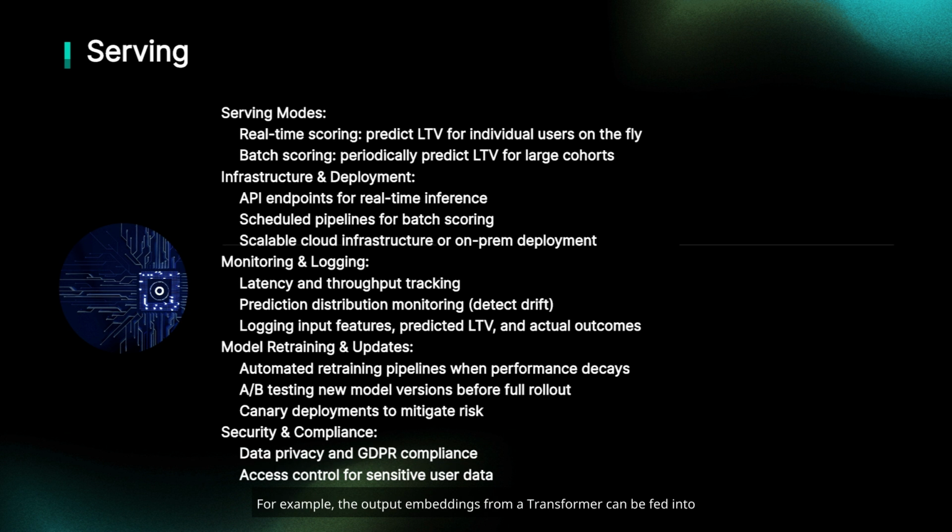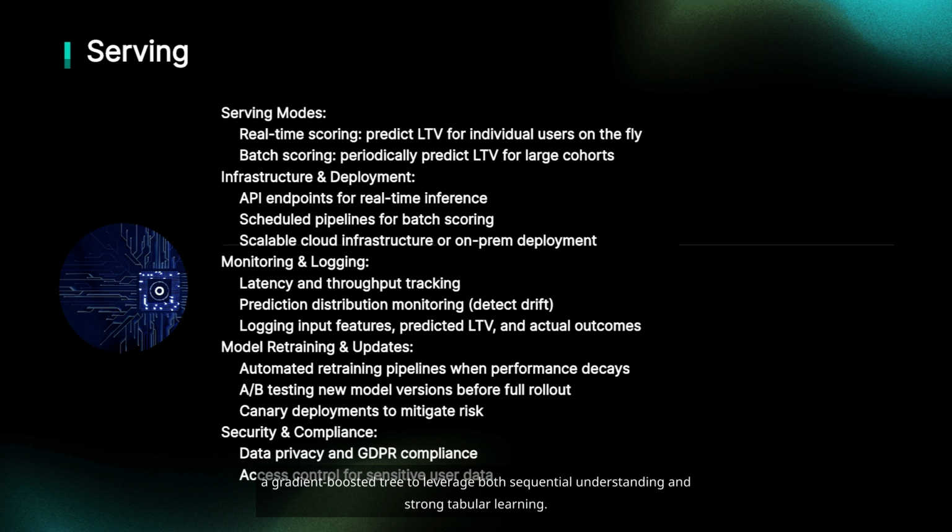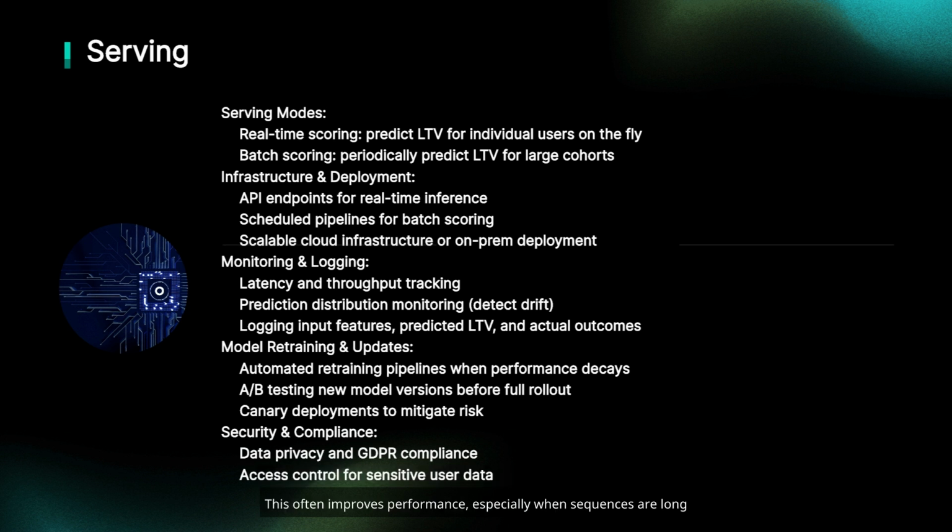Hybrid architectures combine sequential embeddings from RNNs or transformers with MLP layers or tree-based models. For example, the output embeddings from a transformer can be fed into a gradient-boosted tree to leverage both sequential understanding and strong tabular learning. This often improves performance, especially when sequences are long but tabular features remain important.